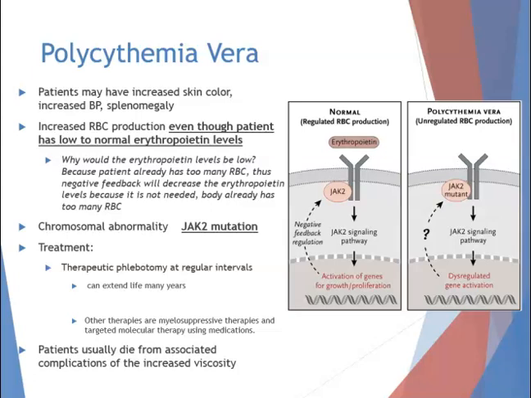Because the body already has too many red blood cells. The whole point of erythropoietin is to kick off the production of red blood cells. Well, the PV patients already have too many, so they're not going to have an increase of erythropoietin saying, oh, make more red blood cells, because they already have too many. And these patients usually suffer from a chromosomal abnormality called the JAK2 mutation.